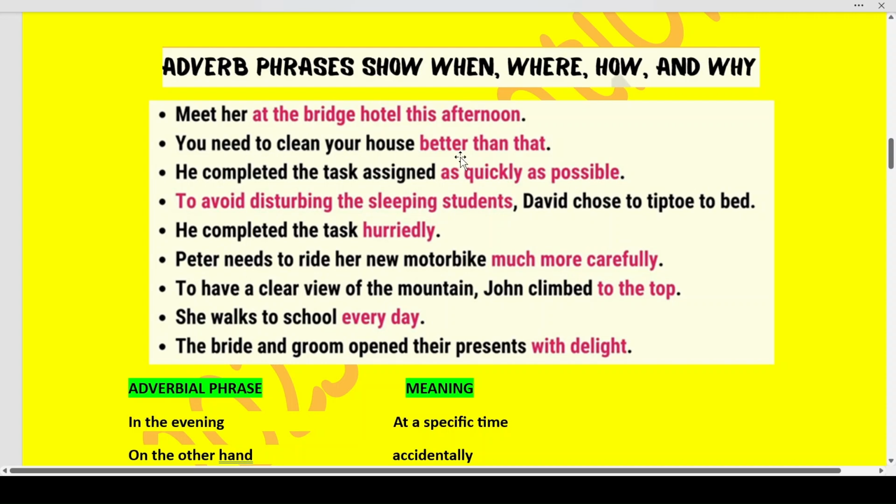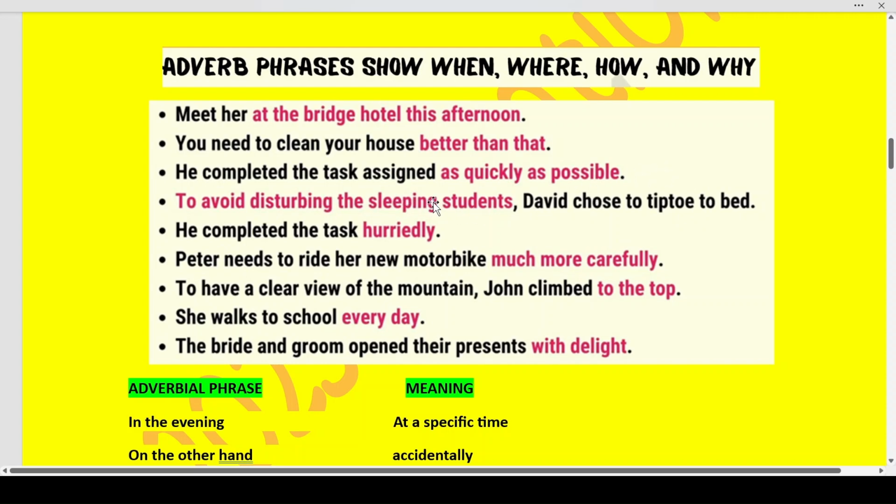You need to clean your house better than that. This "better than that" is answering how. He completed the task assigned as quickly as possible. How did he complete it? As quickly as possible. To avoid disturbing the sleeping students, David chose to tiptoe to bed. Why did David choose to tiptoe to bed? To avoid disturbing the sleeping students.